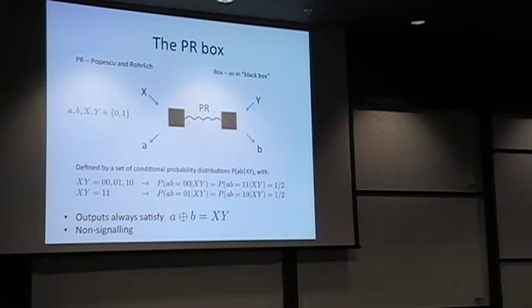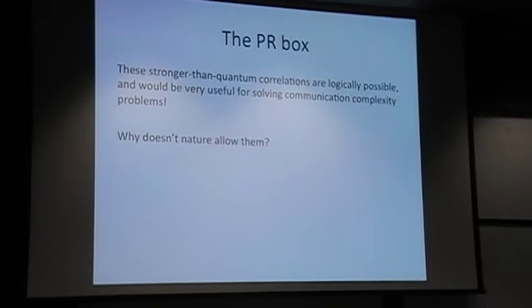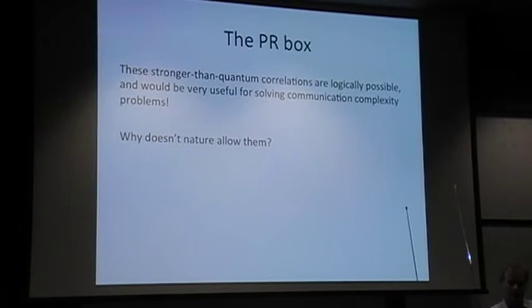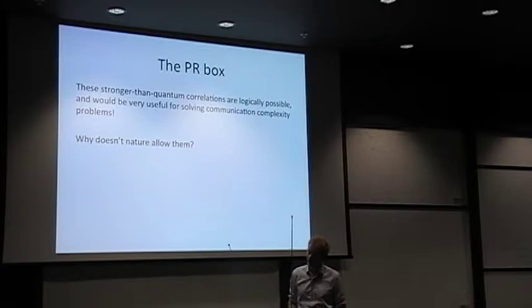Okay, and these stronger-than-quantum correlations are logically possible, and actually would be extremely useful, not just for that little game that I described, but for all kinds of related problems that generically are known as communication complexity problems, where separated parties want to calculate some function of joint inputs without needing to communicate too much. And the question we're asking now then is, why doesn't nature allow these things? This is the question that Popescu and Rohrlich asked.